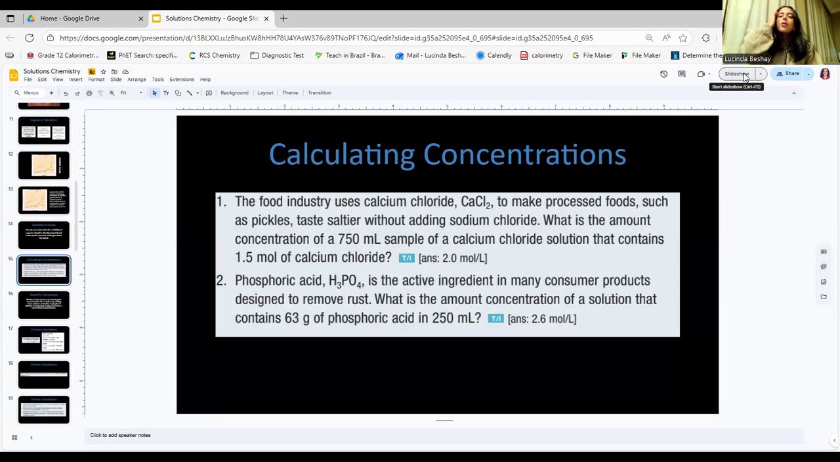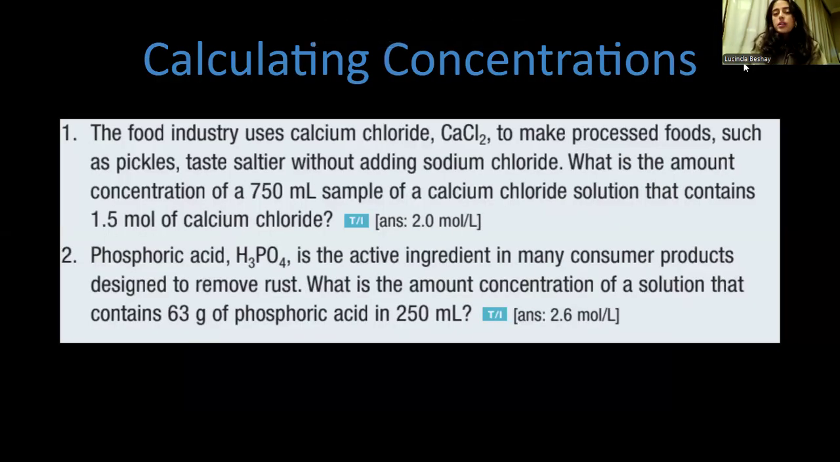Okay. So the first question is saying the food industry uses calcium chloride to make processed foods such as pickles taste saltier without adding sodium chloride. يعني تخيلوا إنه البيكل، الخيار مخلل كل اسمه ايه كان اسمها ايه الكلمة يا جماعة؟ حد يفكرني مع اني مش سامعاكم. اه، اسمها ترشي. ايوه، كل الترشي is not made using salt, not made using table salt. Fun fact of the day, it's made using calcium chloride.